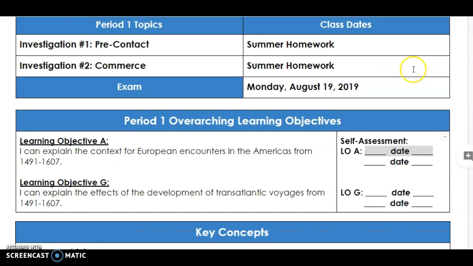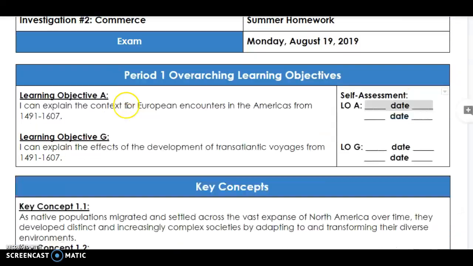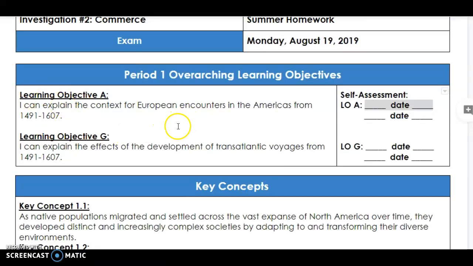All right, continuing on this unit plan, you'll see that there are 2 learning objectives that are overarching and encompass the whole unit. First is: I can explain the context for European encounters in the Americas from 1491 to 1607. So that's learning objective A. What I'd like you to do is come on over here to the self-assessment side, and on the first line, you're going to put 0 through 5.